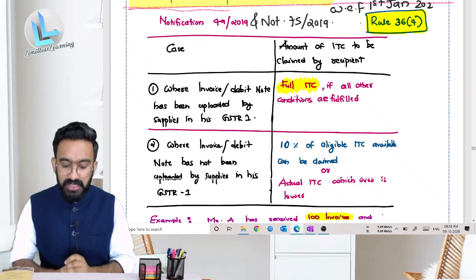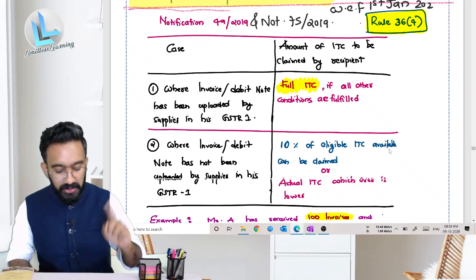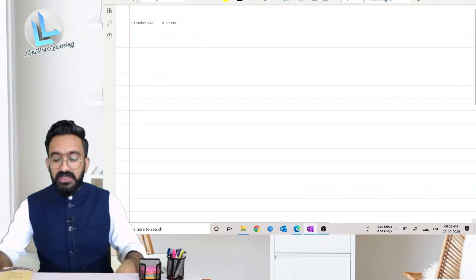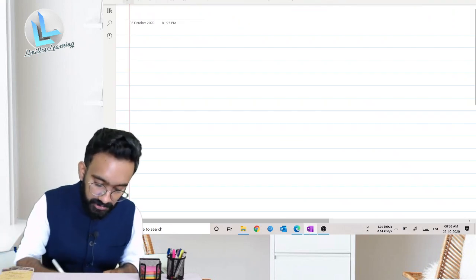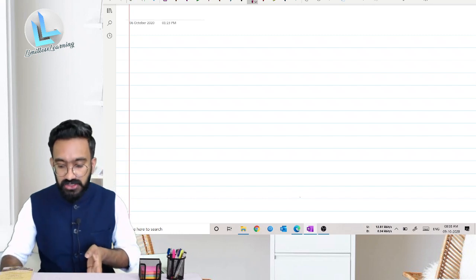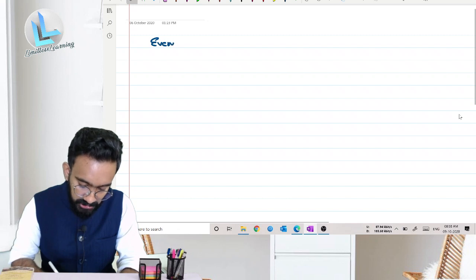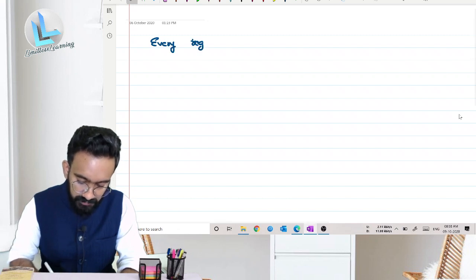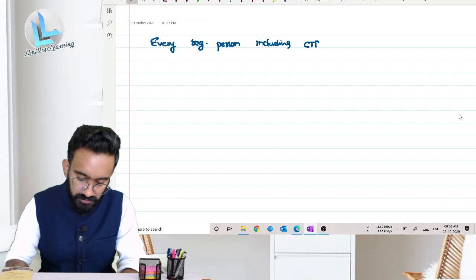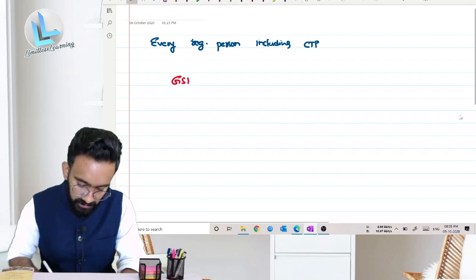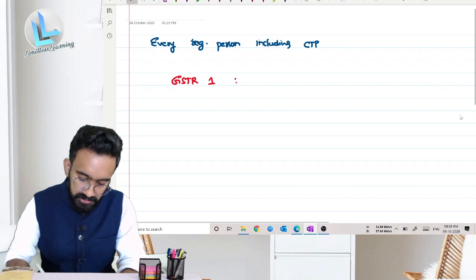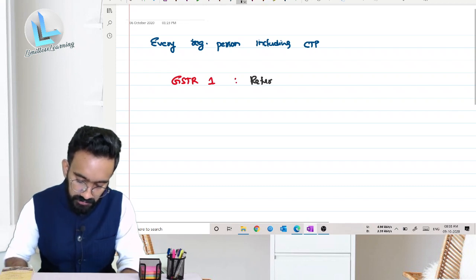I know that this provision might go a little above your head unless you know what GSTR1 is and what this claiming of ITC is all about. So I'm going to quickly give you an understanding of the return structure so that you can understand this entire provision. Every registered person, including casual taxable person, they all have to file a return called GSTR1. What is this return? This is a return on outward supply.